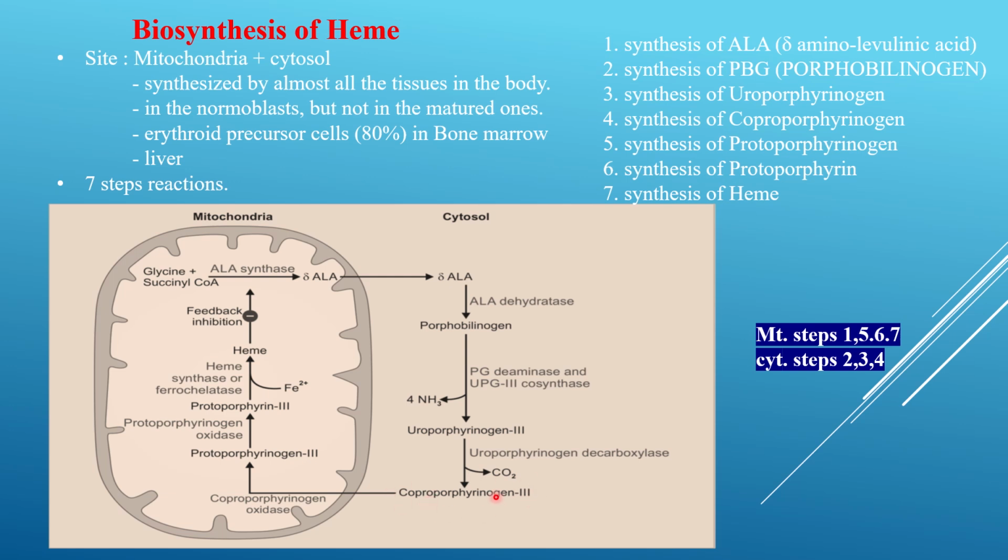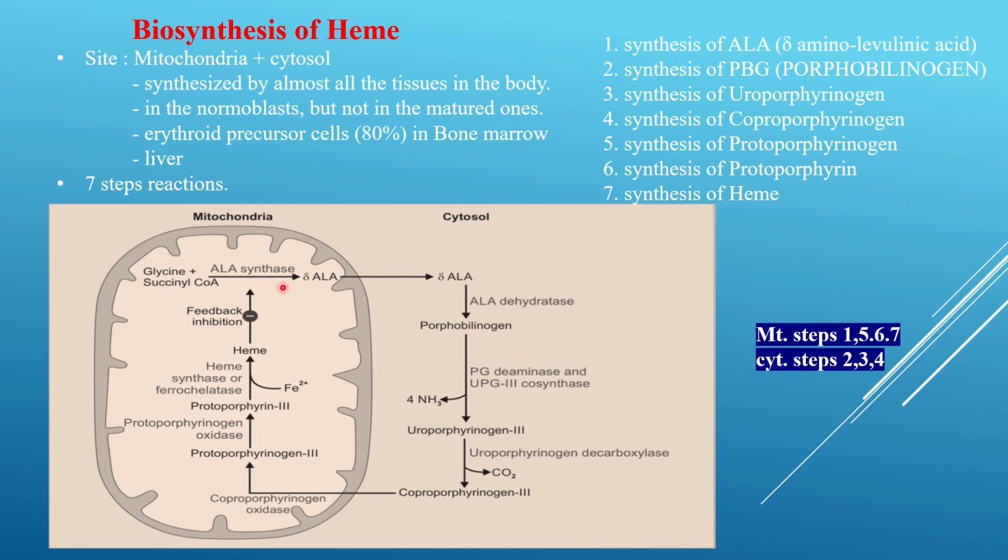Then coproporphyrinogen enters into mitochondria. It converts into protoporphyrinogen 3. Then protoporphyrinogen converts into protoporphyrin 3 in the mitochondria. And finally, with the incorporation of iron, this protoporphyrin is converted into heme in the presence of the enzyme heme synthase or ferrochelatase. So overall 7 steps.